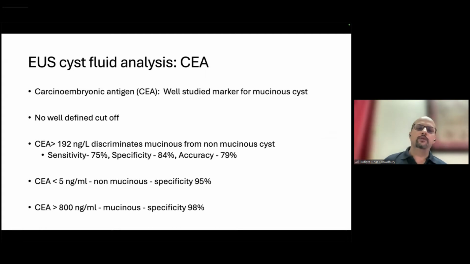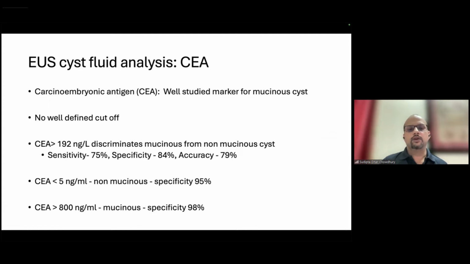Once we aspirate the content, we can send it for multiple analyses, and one of the analyses that we commonly do is the carcinoembryonic antigen, or CEA. Now, there has been no well-defined cutoff, but we know that if CEA is more than 192, it discriminates well between mucinous and non-mucinous. The sensitivity of this is 75%, and the specificity is 84%.